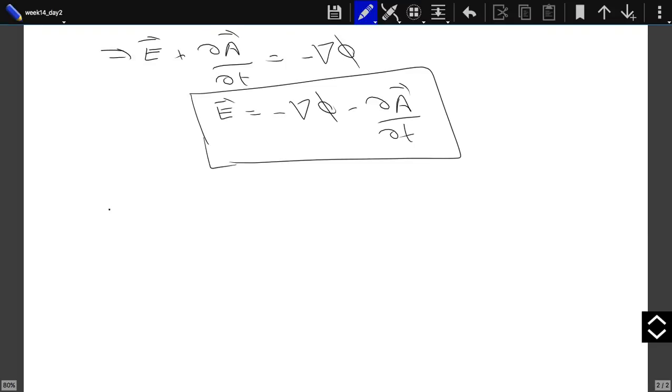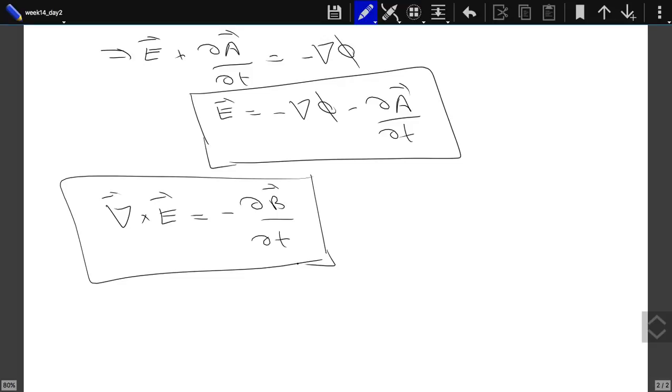Now, let's concentrate more on this law. The curl of E is equal to minus dB by dt. Or in integral form, the integral of E dot dl is equal to minus the time derivative of the integral of B dot ds. Again, keep in mind that the direction of this line integral and the direction of this surface integral are related by the right-hand rule. They are not arbitrary.